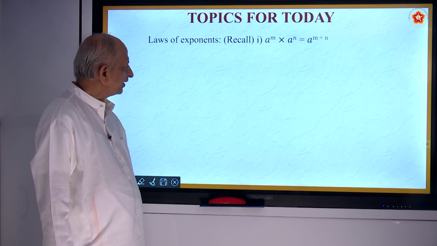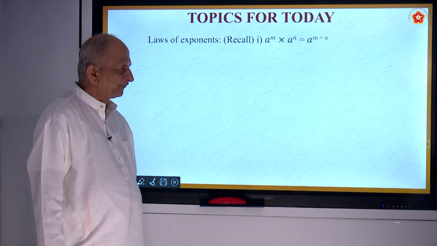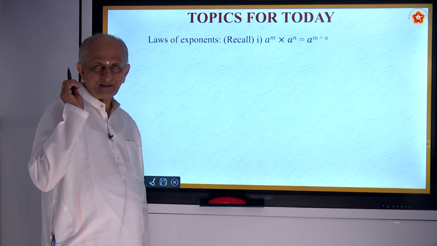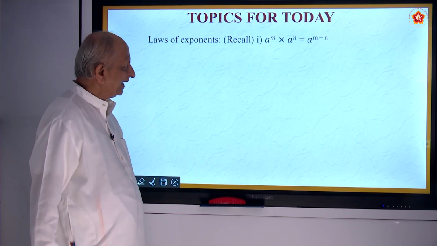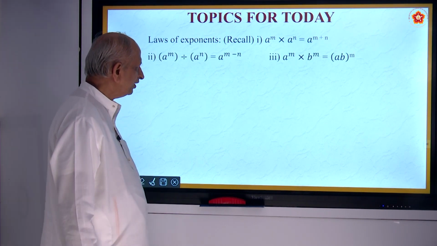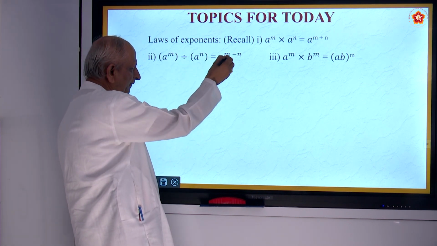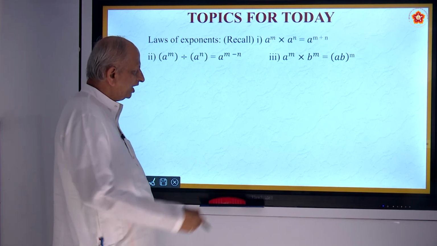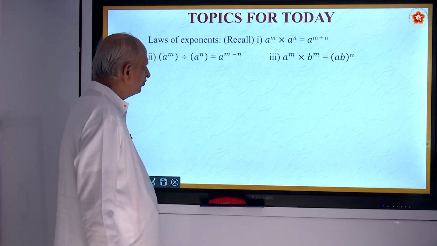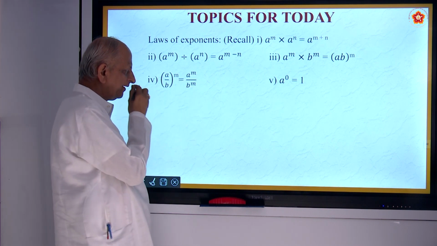So we will recall all the formulas. a to the power of m into a to the power of n is equal to a to the power of m plus n, where a is a non-zero integer and m and n are integers. It may be 0 also. Second law, a to the power of m by a to the power of n is equal to a to the power of m minus n. Third law, a to the power of m into b to the power of m is equal to ab to the power of m. Fourth law, a by b to the power of m equals a to the power of m by b to the power of m.